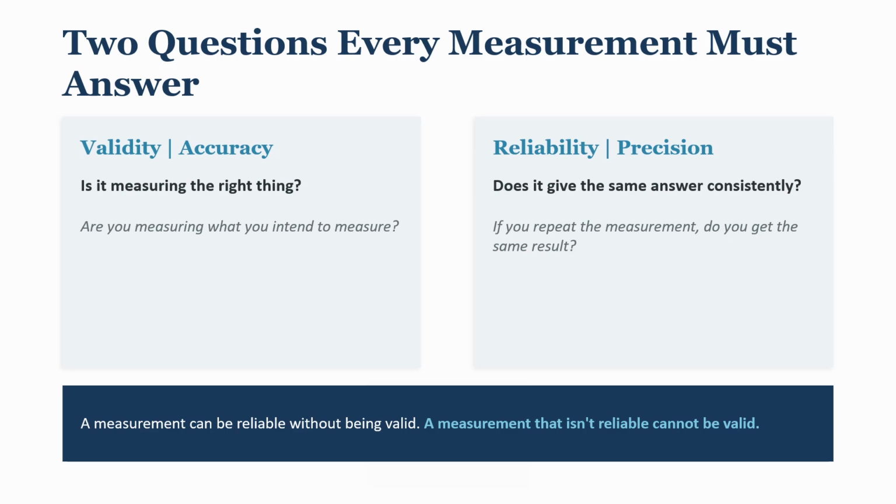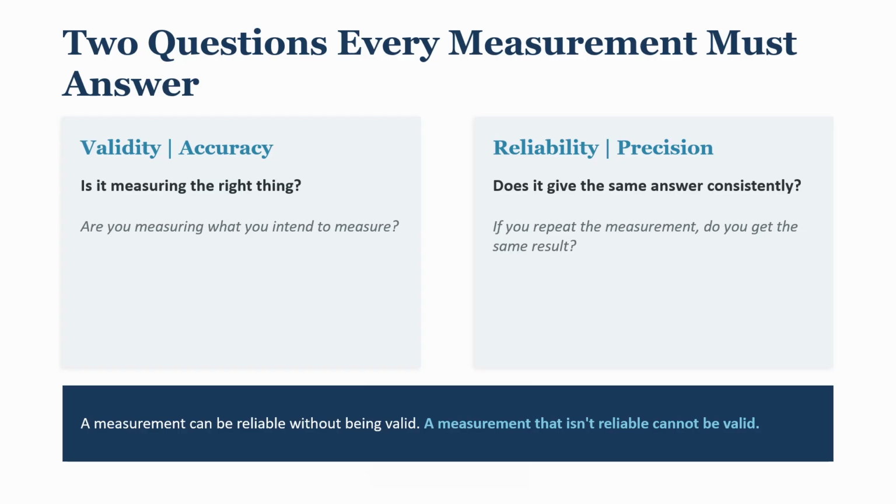Second, does it give the same answer consistently? This is reliability, also called precision or reproducibility. A reliable measurement gives you the same result when repeated under the same conditions. A scale that gives you a different weight every time you step on it, without you actually gaining or losing weight, is unreliable.